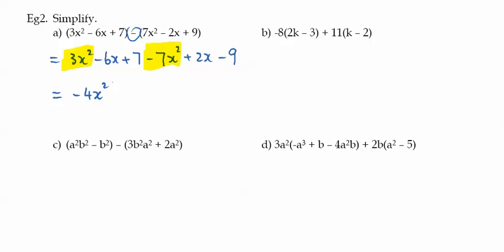3 minus 7 gives us -4. And then we have the x. Minus 6x plus 2x gives us -4x. And finally, plus 7 minus 9, that gives us -2. So this is how we simplify polynomials.